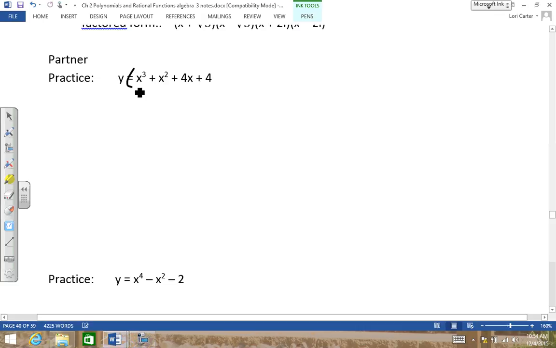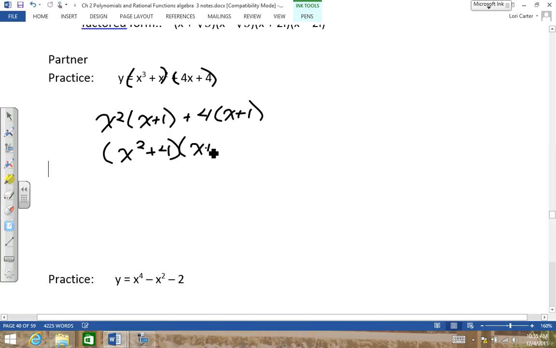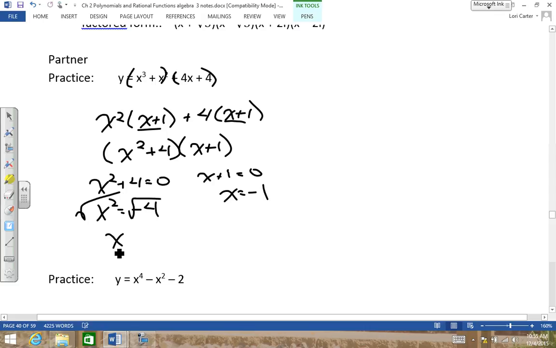You grouped and grouped. What did you take out of the first group? X squared. X plus 1. What did you take out of the second group? 4. Did your factors match? Yes. So you plug this in: x squared plus 4 times x plus 1, because your factors matched. Now you set them all equal to 0. So you have x equals negative 1. Square root, so x equals plus or minus 2i. So your roots are 1, negative 1, 2i, and negative 2i.